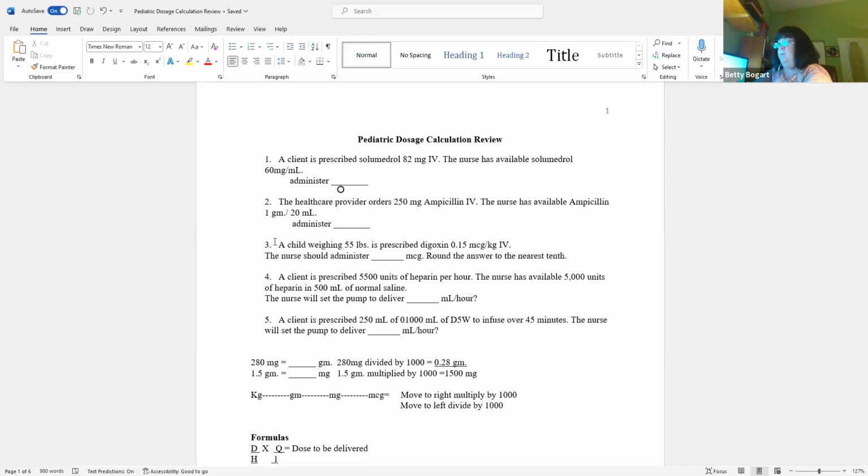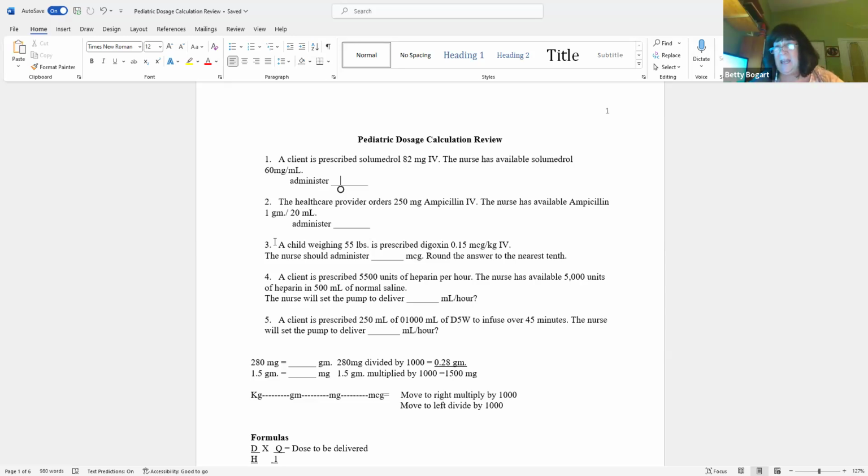We have the healthcare provider, and I don't ever look at the medication names, because they don't make a difference in the numbers. So the healthcare provider orders, prescribed, needs to give, deliver, it's a dose, right? Did we figure that out already? 250 milligrams. And the nurse has available, the pharmacy sent, delivered, whatever, is 1 gram, and the quantity is 20 mLs.